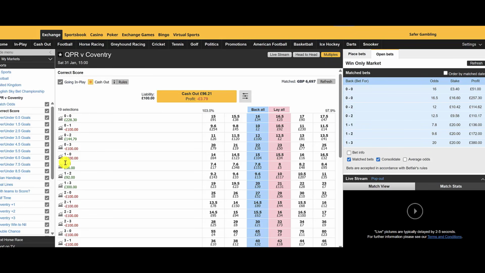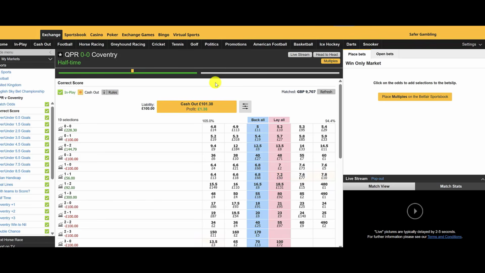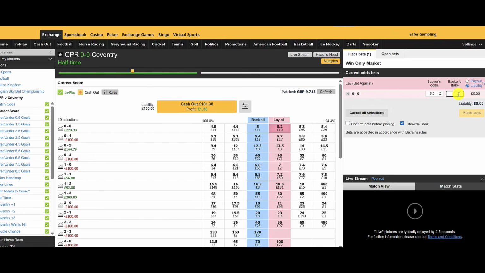Nil-nil, nil-2, then 1-1, 1-2, 1-3. It's all kind of in favour of Coventry. Let's see how it goes in play. So half-time, it's QPR 0, Coventry 0. So we can actually see why it was well worth having that nil-nil covered.